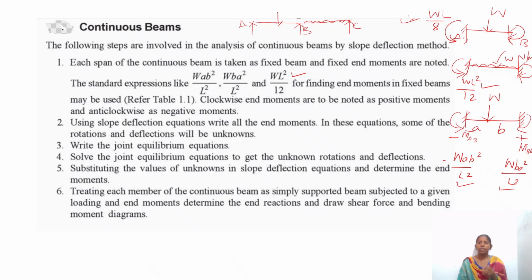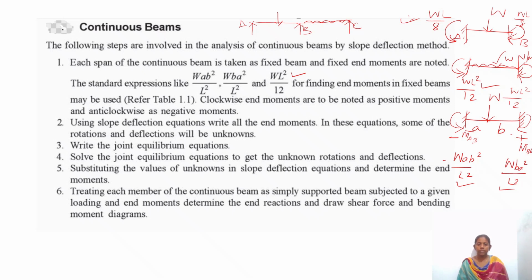Either a point load at the mid span, which is WL by 8, or a UDL throughout the span, WL square by 12. So it is symmetrical, no? Both the ends we have WL by 8, WL by 8. Here WL square by 12 and WL square by 12. For a point load with a varying span, it is WAB square by L square. Here from right to left end, it is WBA square by L square. So you have to memorize these formulas for calculating the fixed end moment.